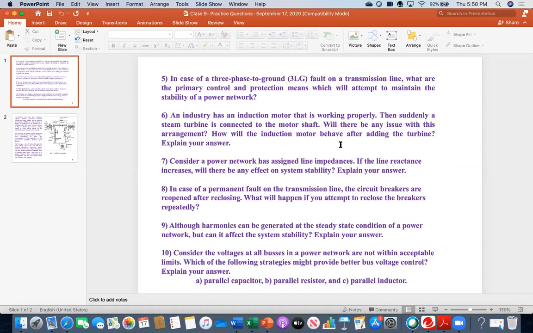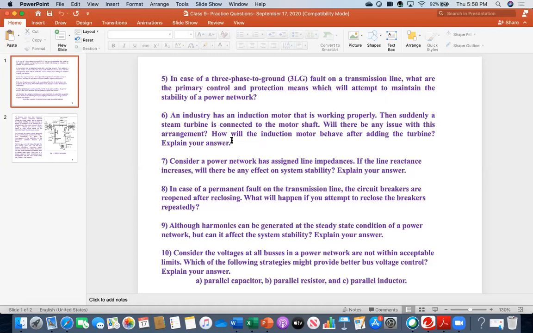It turns into an induction generator, sir. Yes, exactly. That is the thing. It will start working as a generator, because once you connect a steam turbine, you are making the shaft side, or mechanical side, more dominating. So what will happen? Motor shaft speed will be higher than the magnetic field speed of the motor. Consequently, it will start working as an induction generator. That is the impact.